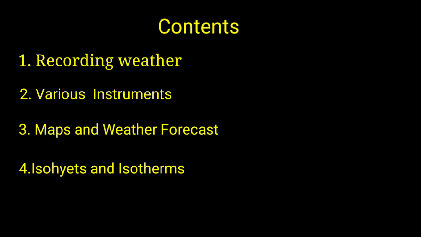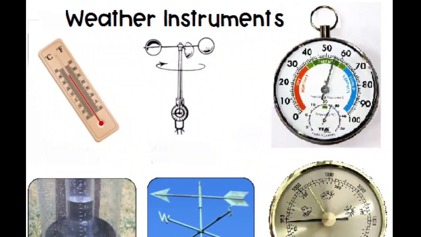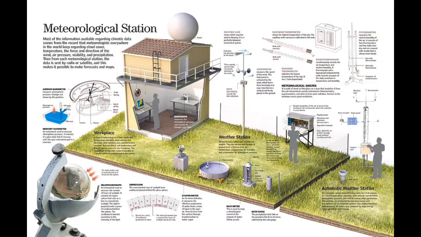So weather has many elements, as I already told you: wind, air pressure, temperature, etc. These are the important elements of weather. Now, to keep a record of these elements, many instruments have been invented. The meteorological department measures the weather through different instruments and makes the information available to the people. So let us discover the major weather measuring instruments and their uses.